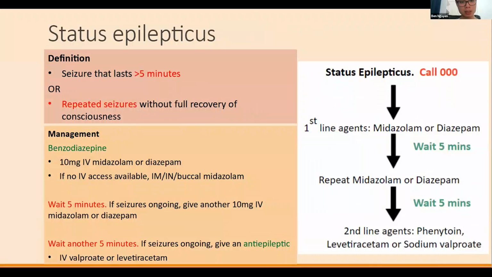Cool. So status epilepticus. This is basically either a prolonged seizure or repeated seizures, and the management is benzos. So you want to try IV midaz or diaz first, and if you can't get IV access, there are multiple ways to give the benzo, but IV would be ideal. And then you wait 5 minutes. If that doesn't work, give it again. Wait another 5 minutes. If that doesn't work, then you can go ahead and try your second line drugs like an anti-epileptic.